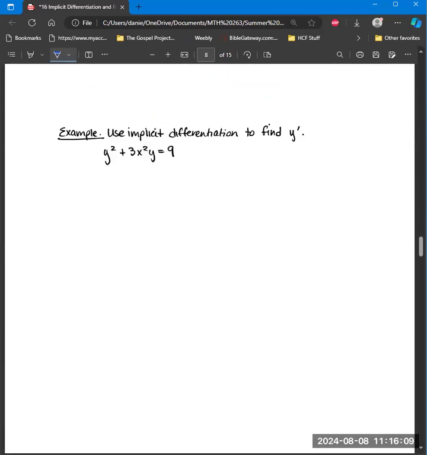All right. Let's use implicit differentiation to find y prime. I'm going to say dy/dx instead. Okay. So 2y dy/dx plus, and then take the derivative of the first part, leaving the second part alone, plus the derivative of the second part, leaving the first part alone, and the derivative of the constant is 0.